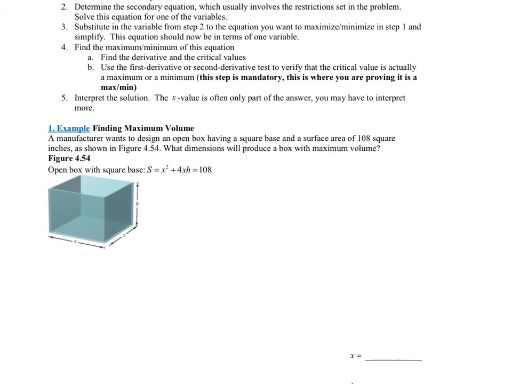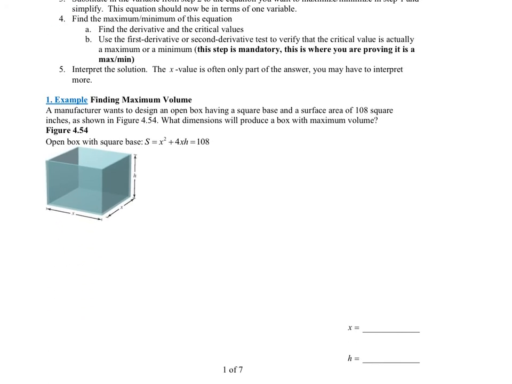Example 1 says find the maximum volume. A manufacturer wants to design an open box having a square base and a surface area of 108 square inches, as shown in figure 4.54. What dimensions will produce a box with maximum volume? So we have two things that we want to do here. We want to maximize volume.